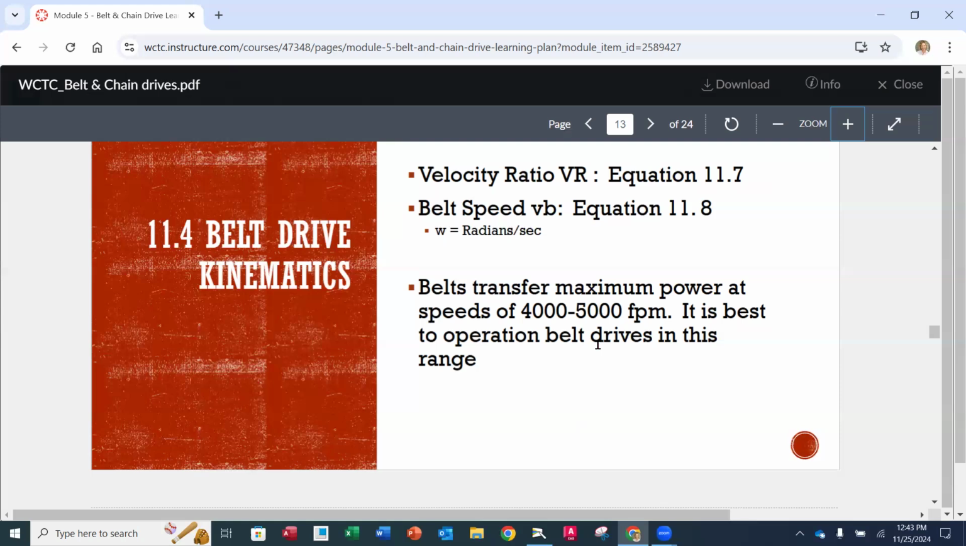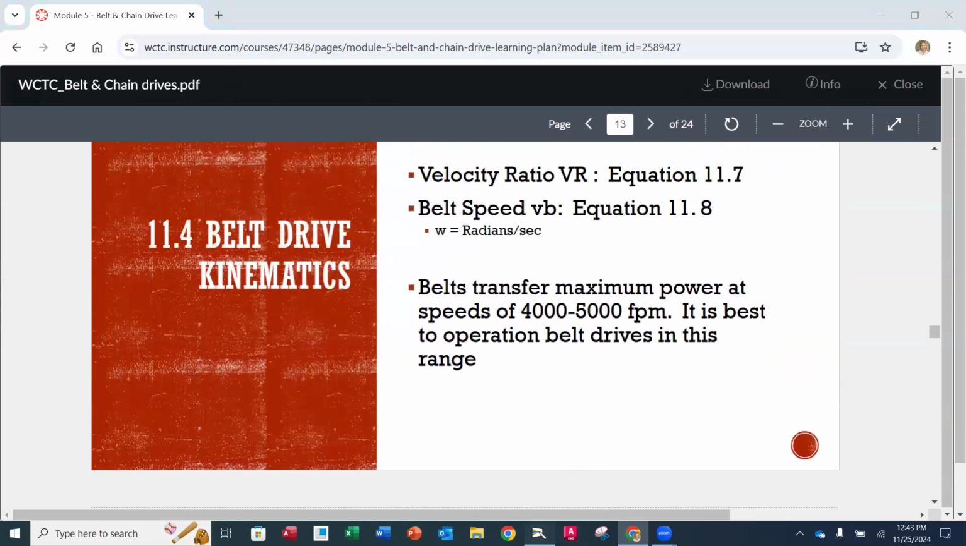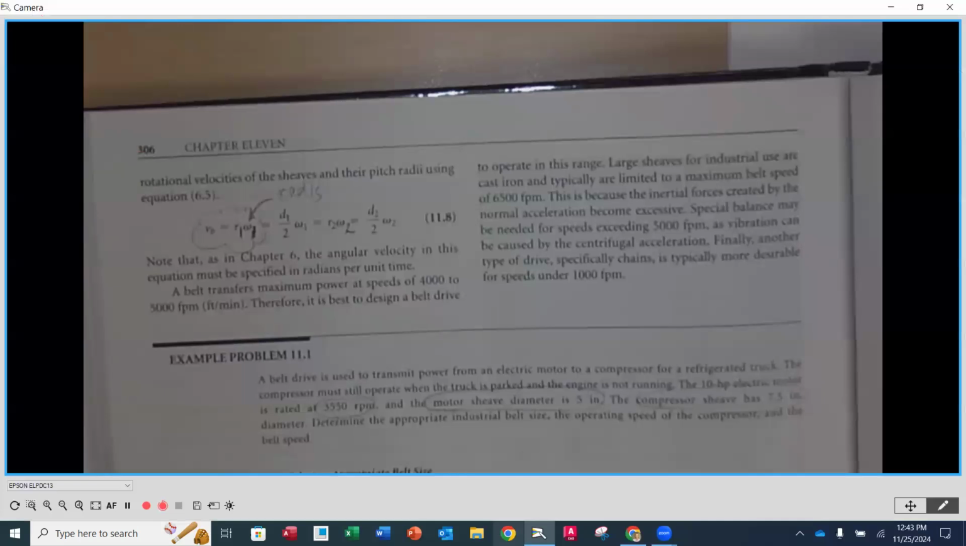Now, when we look at belt speed, the equation is going to be up here. It is going to be equation 11.8, which is at the top of page 306. Now, in your book, there is an error in the call out of the numbers here, whenever we're finding the velocity of the belt. Notice the variable here. It's a V. That means it's straight line velocity. If you remember when we did gears, we called that pitch line speed. It's the same thing, but in this case, we call it the belt speed.